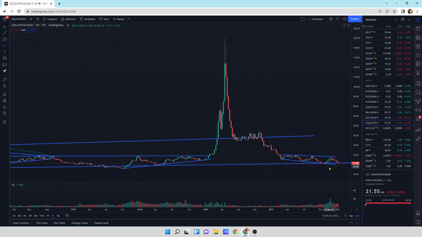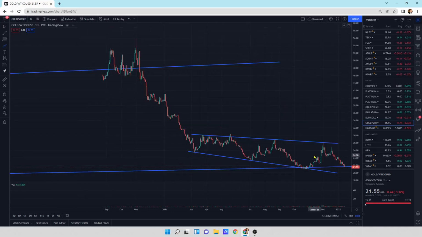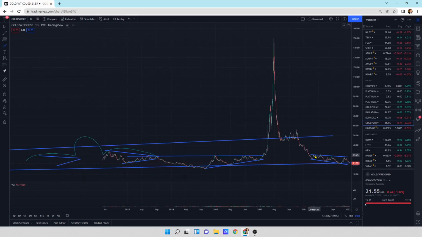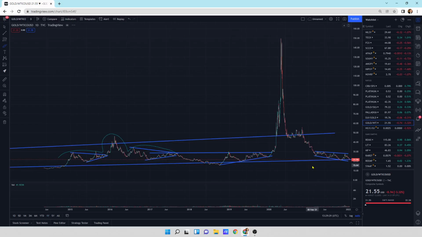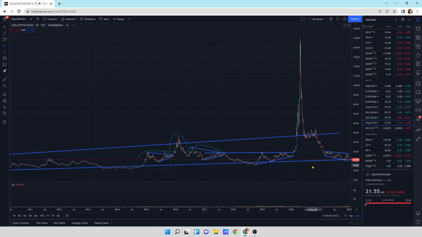Here's the gold to oil ratio. We're at 21.55. Zooming in on it, we're breaking to the downside. We're right at this support line, and we break down below it. I think we're going to compress to levels probably below 10 by the end of the bull market in oil, or I should say, the end of the bull market of commodities.